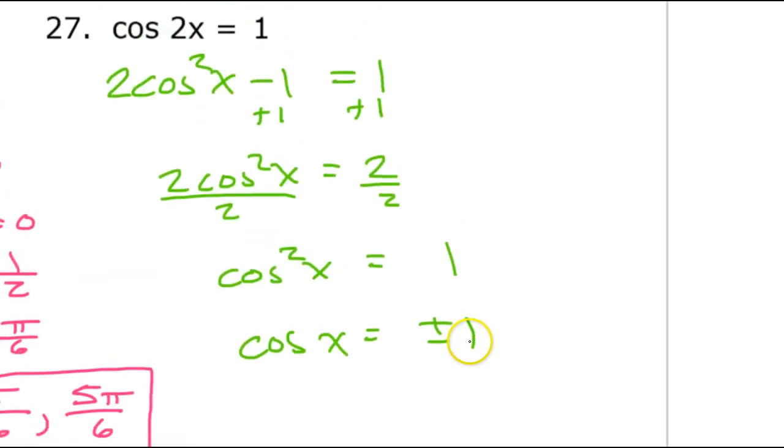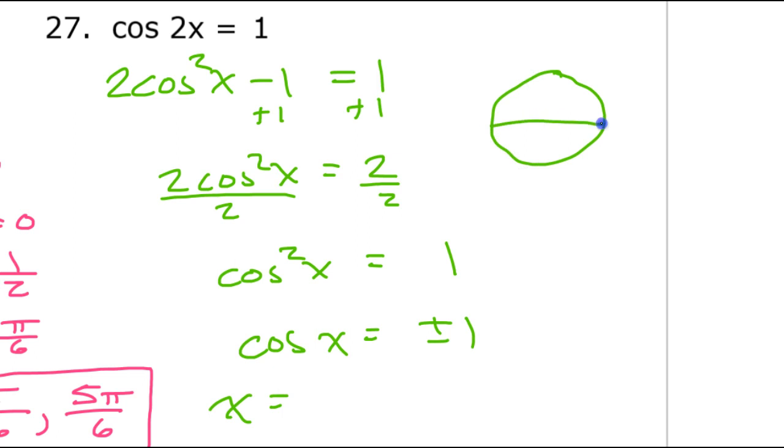All right, so where is x? Well, the cosine of what angle will be plus or minus 1? Cosine is an x value, and the x value will be positive 1 right here and negative 1 over here. So that is 0, and this is pi. So we want both of those. So 0 and pi. And that is it.